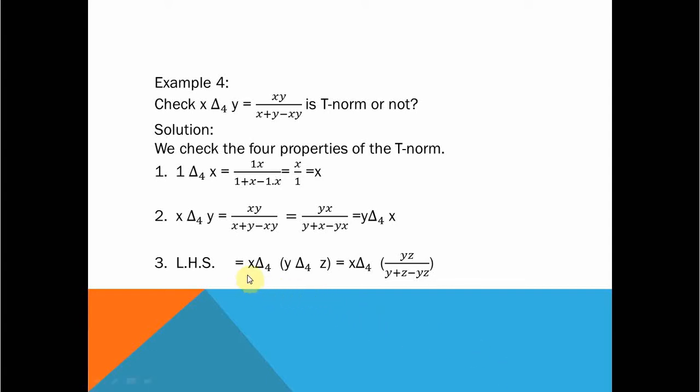Now the third property, associativity. Here we see that x delta 4 (y delta 4 z) is equal to x delta 4 (yz divided by y plus z minus yz). Now we apply x delta 4 on this expression. Here we see that the first number is x and the second number is yz over y plus z minus yz.